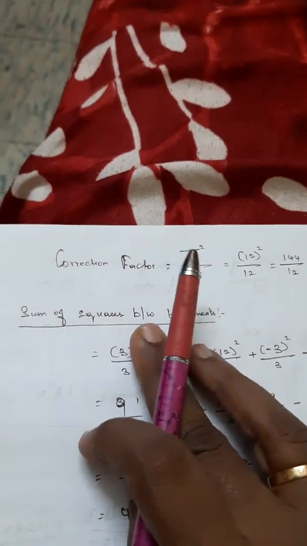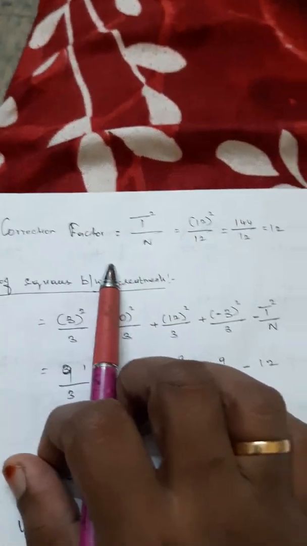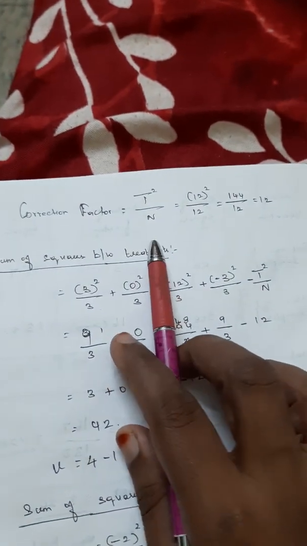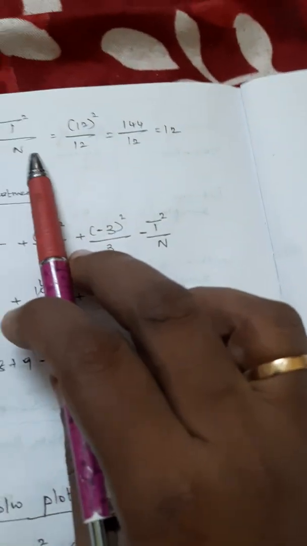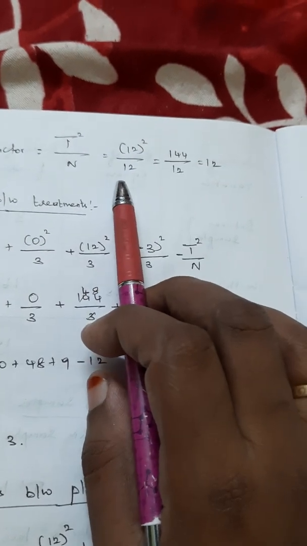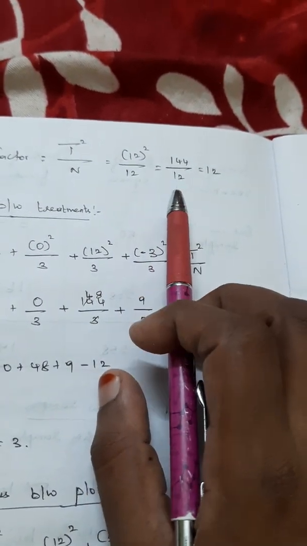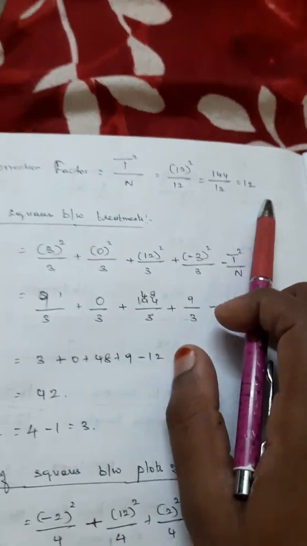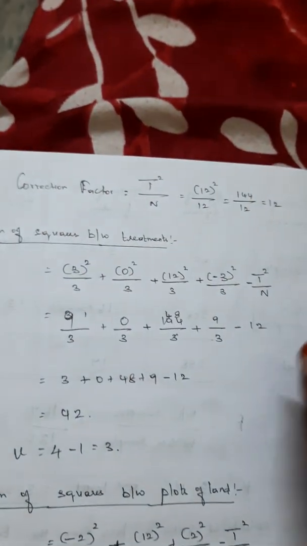First we have to calculate the correction factor. What is the correction factor? T squared by n. Here T, the overall total, is plus 12, and n is 12. So 12 squared divided by 12 gives 144 divided by 12, which is 12. Everything will be 12 here.